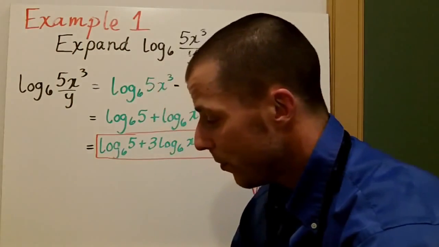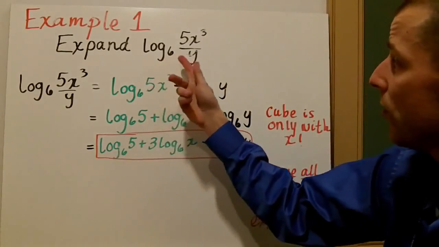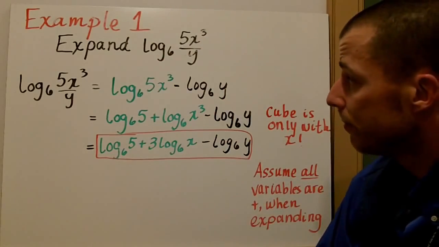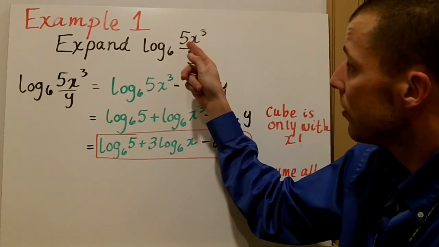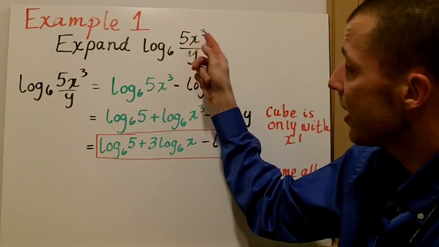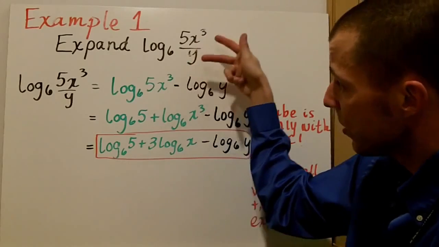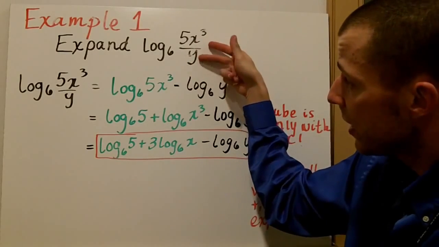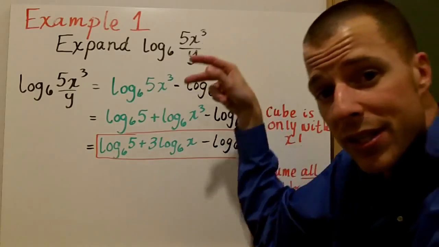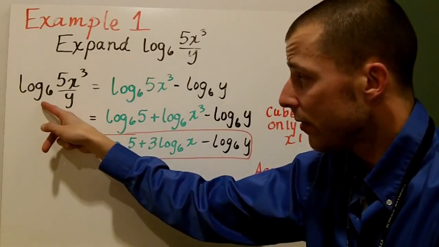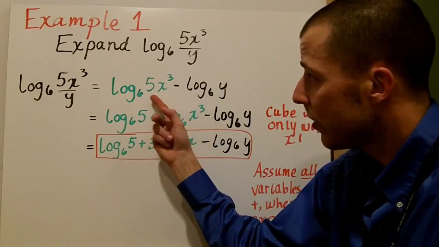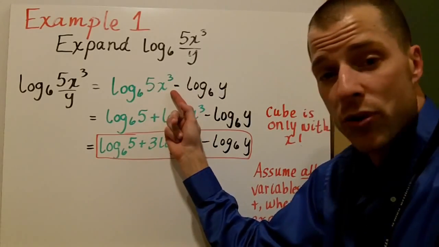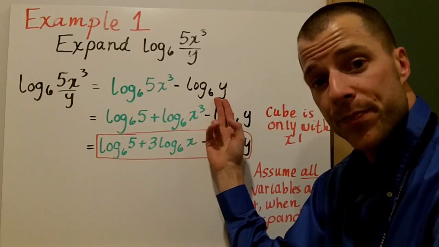Now, example 1 tells us that we want to expand this logarithm. Now we're taking log base 6 of 5x cubed divided by y. So here's my big indicator here, one logarithm, and I'm using division. So I'm going to start here, rewrite my problem, and I'm going to break it up, and I've used two specific colors here. So here's my numerator, subtract my denominator.